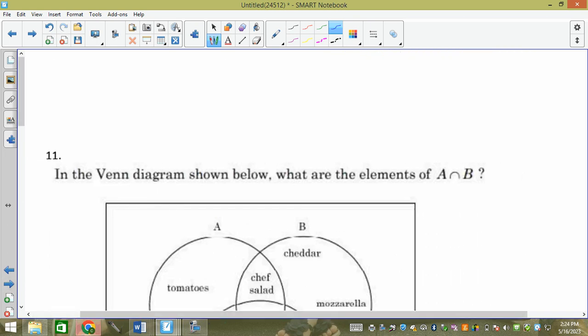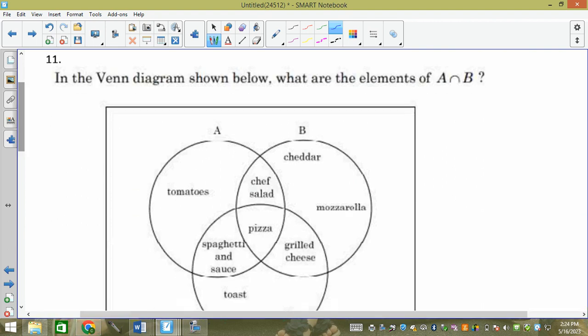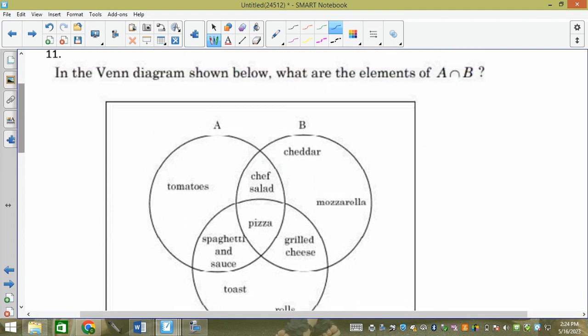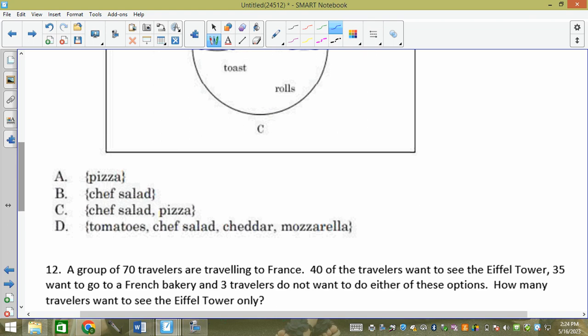Okay, we're back in Venn diagrams, still in set theory. In the Venn diagram shown below, what are the elements in A and B? A and B is what shape? And is an eyeball. So we want the A and B eyeball. So it's chef, salad, and pizza, which is C.